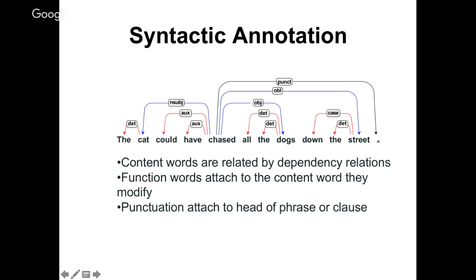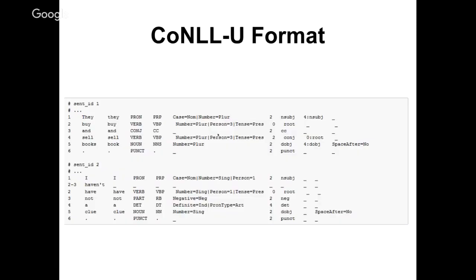So in this case, the dot is dependent via the dependency relation punct on the root of the tree, which is the verb chased. Last slide. When you download the Universal Dependencies treebanks, you will download the data in this format, which is called CoNLL-U. U stands for universal and CoNLL for Conference on Natural Language Learning.